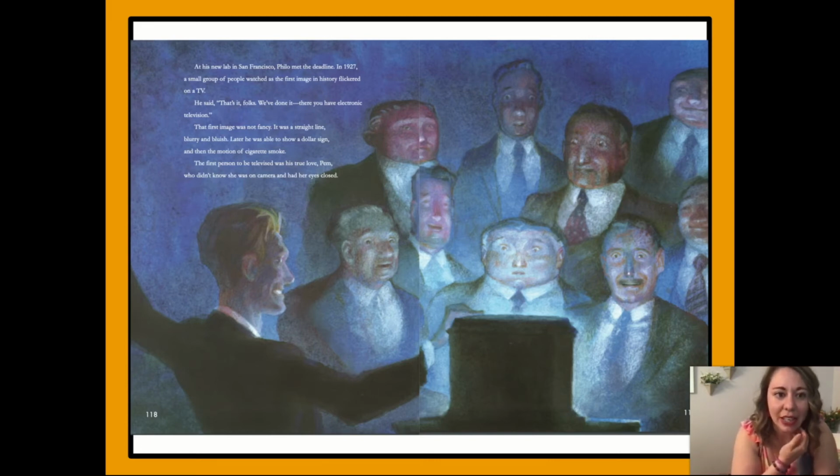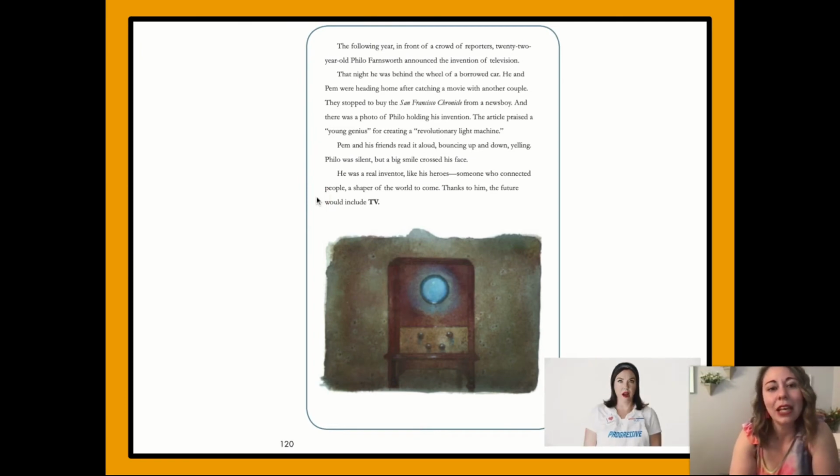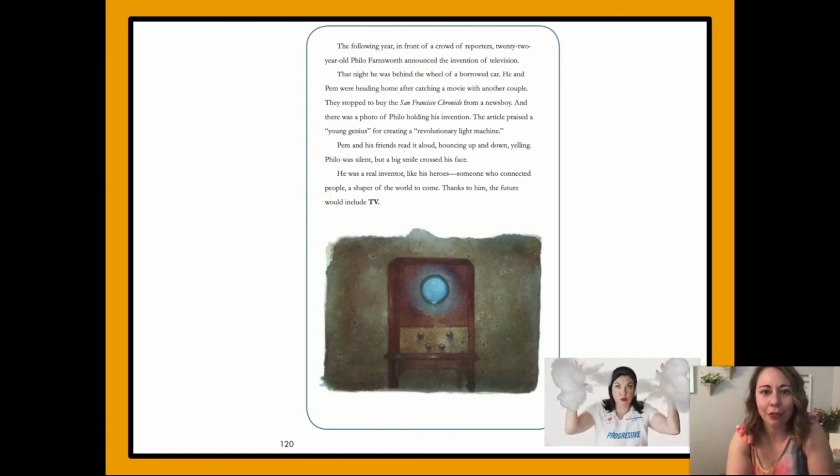show a dollar sign and then the motion of cigarette smoke. The first person to be televised was his true love, Pem, who didn't know she was on camera and had her eyes closed. Whoops. The following year, in front of a crowd of reporters, 22-year-old Philo Farnsworth announced the invention of the television.